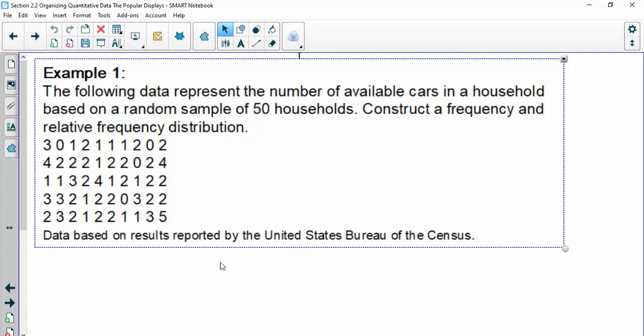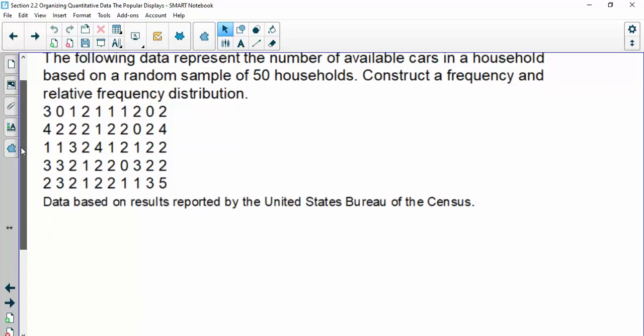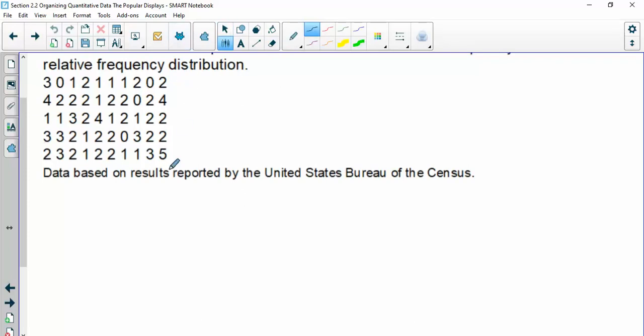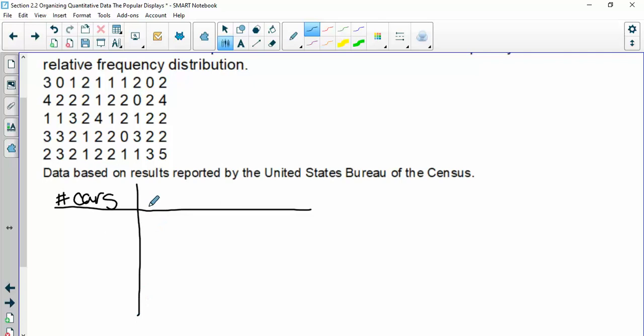So the first thing, this data represents the number of available cars in a household based on a random sample of 50 households. All right, remind me, how do we make a frequency and relative frequency distribution? We did those yesterday. What do we have to do? So we make that table. We could call it the number of cars, frequency, and then you could do it in a separate table, or we could just do the relative frequency here.